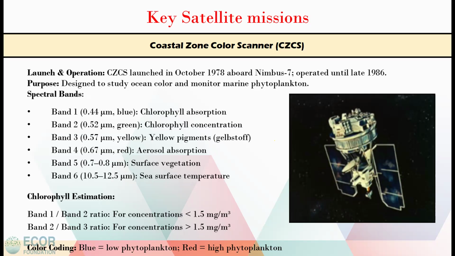It is designed to study the ocean color and monitor the marine phytoplankton. We can see the band distribution from 0.00 micrometer to 12.5 micrometer, where it covers chlorophyll absorption, chlorophyll concentration, yellow pigments, aerosol absorption, surface vegetation, and sea surface temperature. Chlorophyll estimation can be done by the band 1 by band 2 ratio, absorption by concentration, so it must be less than or more than 1.5 mg per meter cube. The color coding is blue for low phytoplankton and red for high phytoplankton.